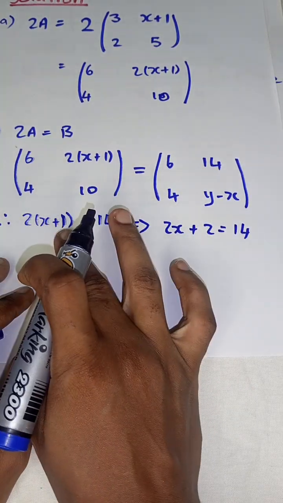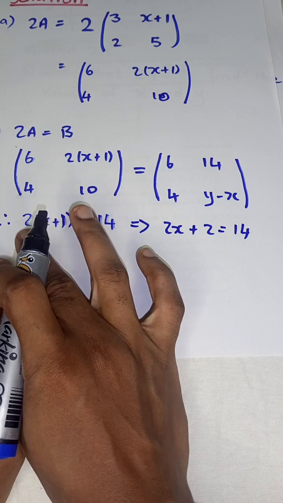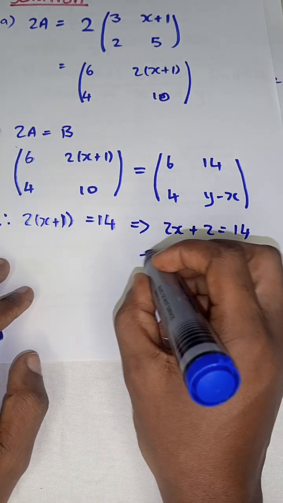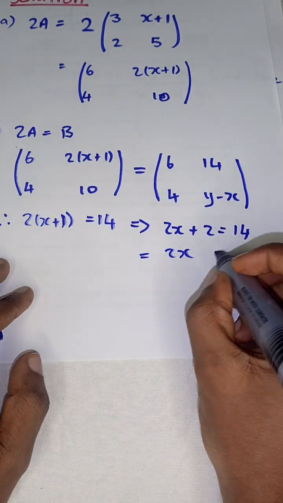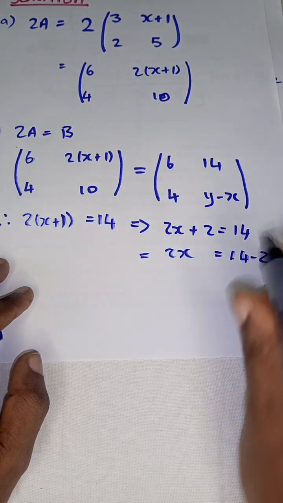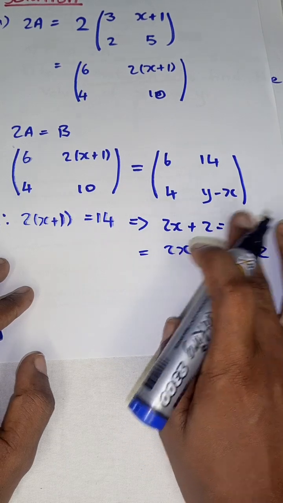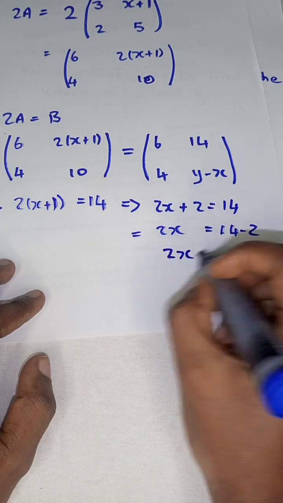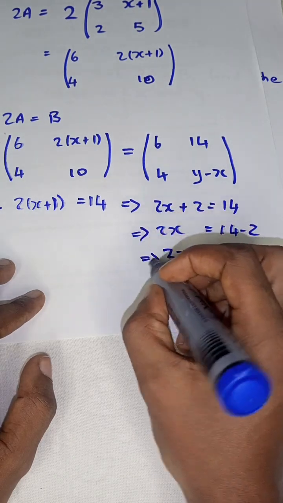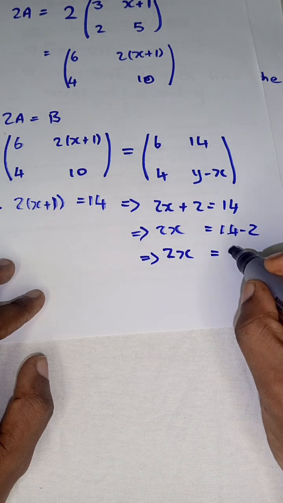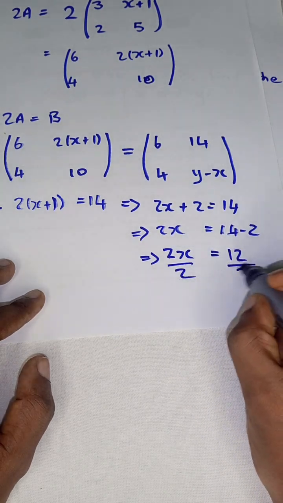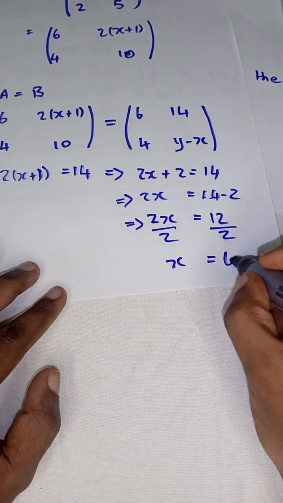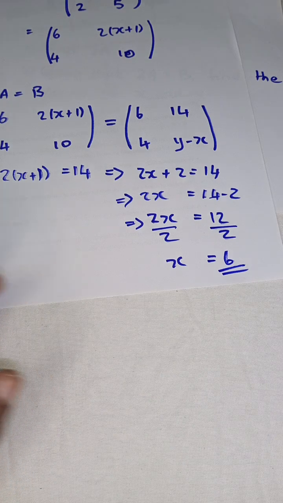Open up this bracket. That is 2 times x, 2x, and 2 times 1, 2. This is going to give us 2x being equal to 14 minus 2. Again, this positive 2 crosses the equal sign to the right hand side and becomes a negative 2. 2x is equal to 14 minus 2, that's 12. Dividing both sides by 2, we obtain x being equal to 6. So we've gotten the value of x.